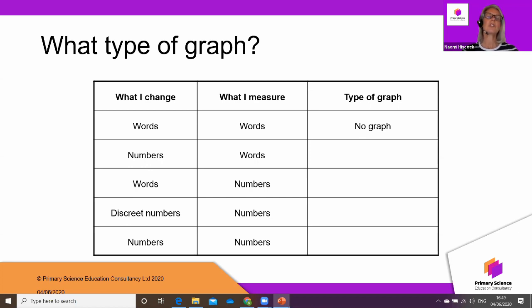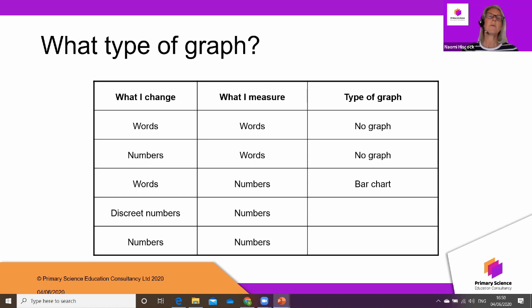So if what you're changing is in words, so for instance, the ball that we're bouncing, we're changing the type of ball, and what we're measuring or observing is in words, so it bounced high, it bounced low, then actually you can't produce a graph at that point at all. Similarly, as soon as you don't have measurements, you basically can't produce a graph. So even though we're changing something in words, when perhaps dropping it from a different height, we still can't draw a graph because we haven't got any measurements.